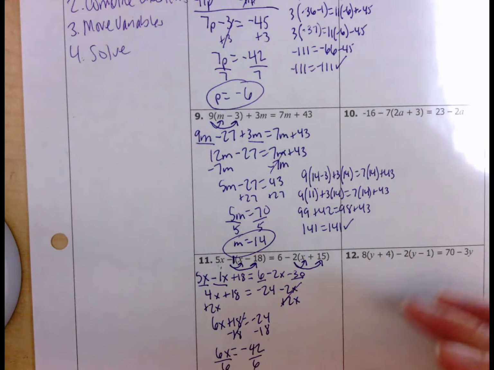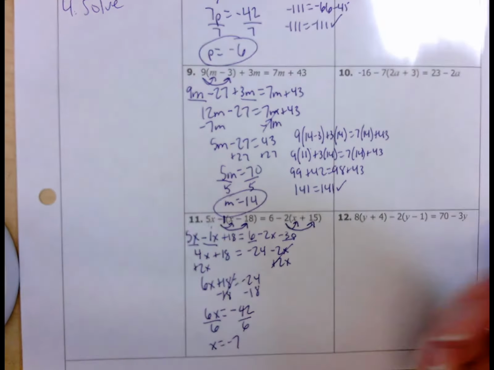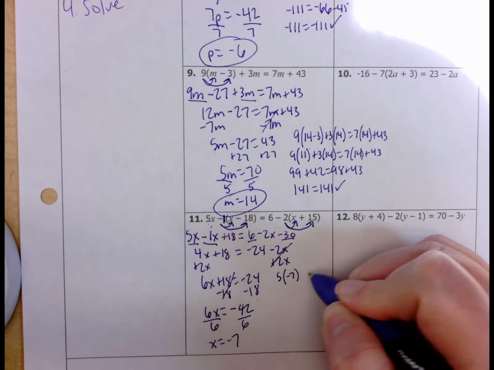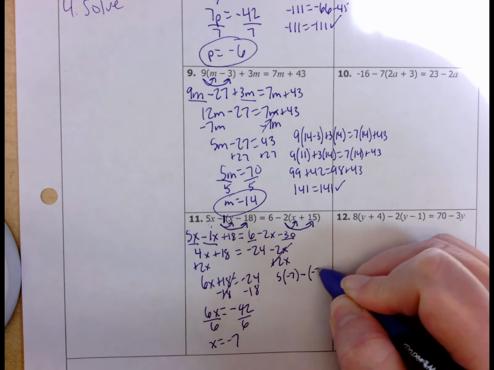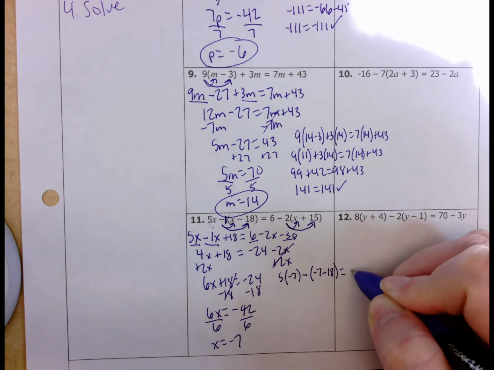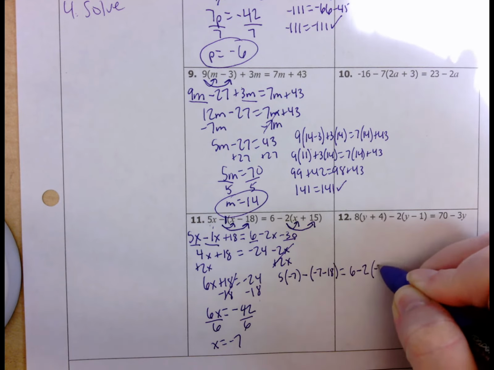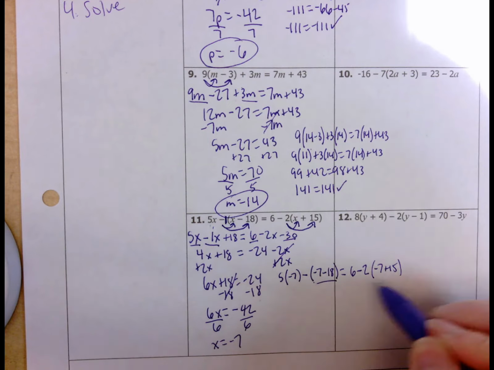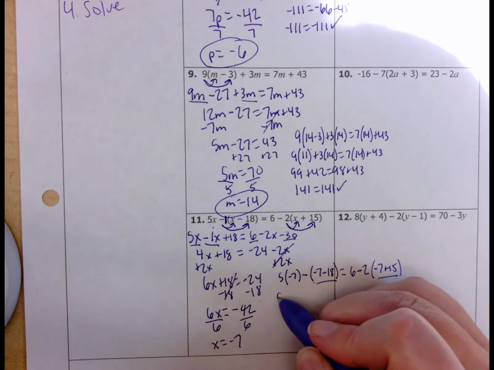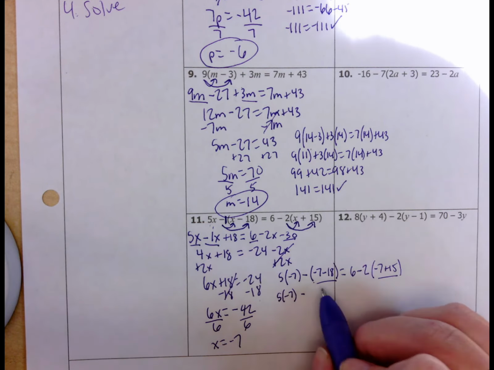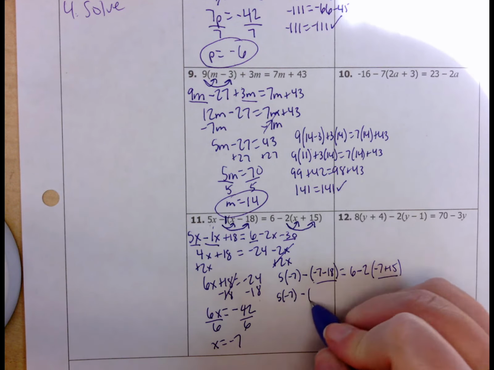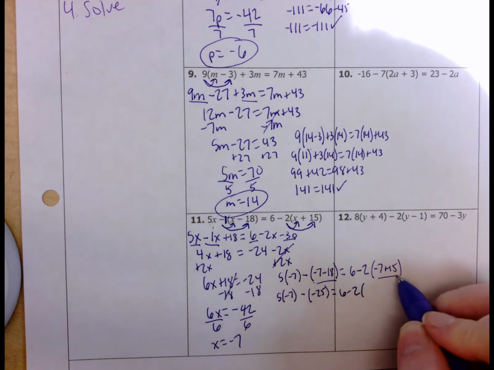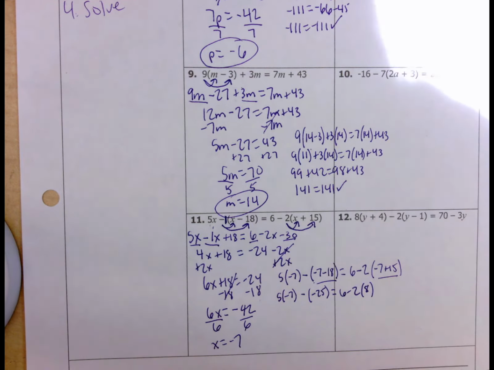And then before we finish our final answer, we do need to check ourselves. So we're going to plug all of that back in. So 5 times -7 minus, and in parentheses, -7 minus 18 is equal to 6 minus 2 multiplied by -7 plus 15. So let's take care of grouping first. So this needs to be grouped and this needs to be grouped. So still everything else is the same for now. -7 minus 18 is going to be a -25. And then in parentheses over here, negative 7 plus 15 is a positive 8.